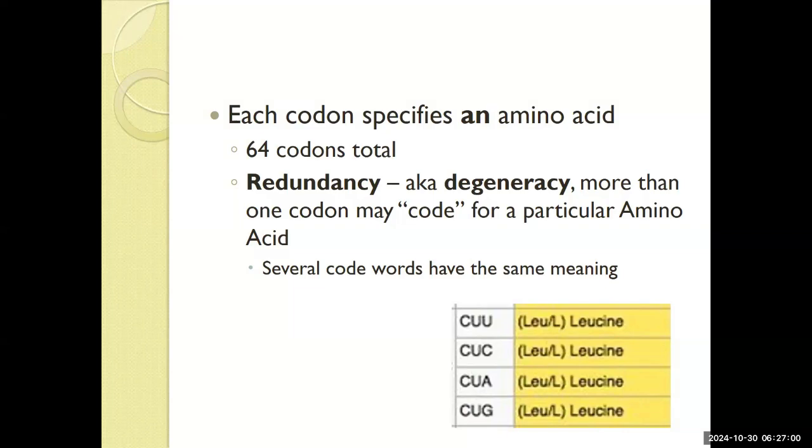CUU is always leucine. But there's something called redundancy here, also known as degeneracy. Notice in the third base of the codon, it doesn't matter if it's a U, a C, an A, or a G. All 4 of these variations still code for that same particular amino acid. What we see is that in the genetic code, about 50% of the time, the third base doesn't matter. But there are several code words that ultimately have the same meaning.